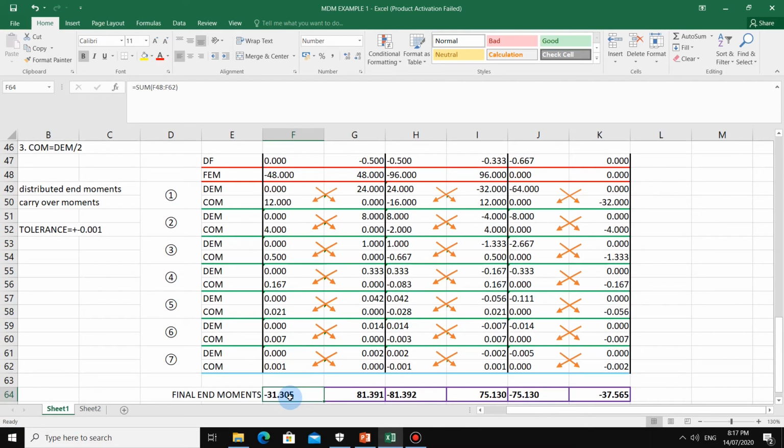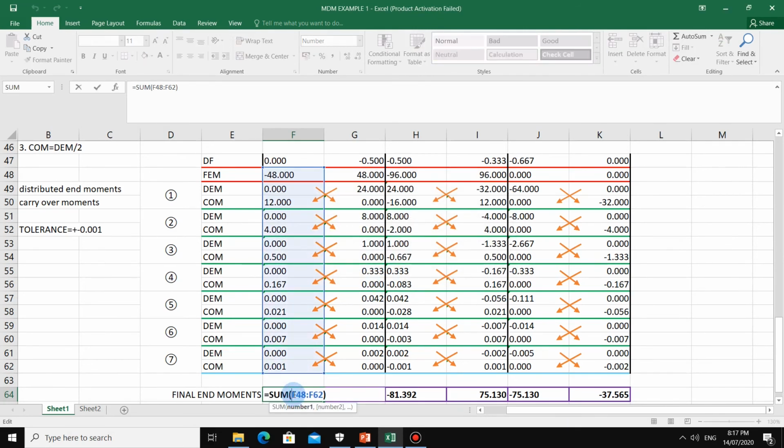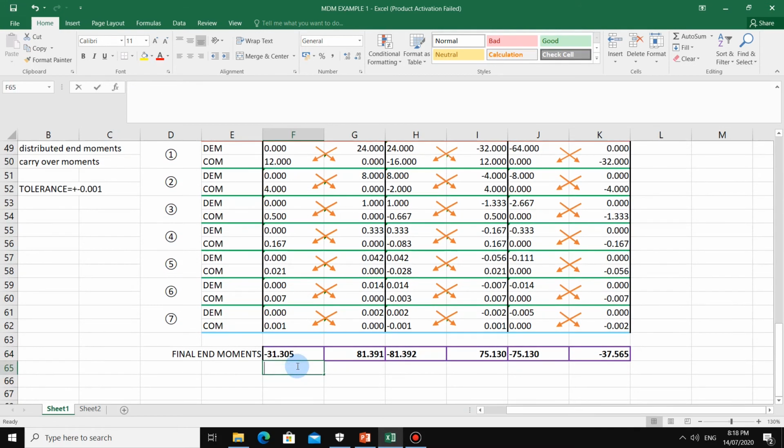Okay, so to get the final end moments, you get them by summing up all, right? So just add everything, guys, including the FEM. So FEM up to the COM. That's why the formula here is sum, the sum of all of this. So we got negative 31.305. Okay, so this will be your moment AB, guys. Moment AB, MAB.